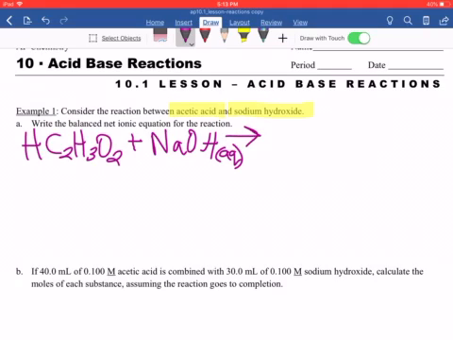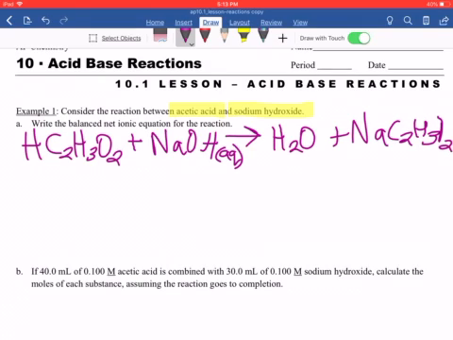Right, so we're writing the balanced net ionic equation. It's a double replacement, so H and OH come together to make water. And then sodium and acetate come together to make sodium acetate. So C2H3O2. That is an oxygen right there. All right, and then this one is aqueous. It splits apart based on our solubility rules, group 1, and then acetates.